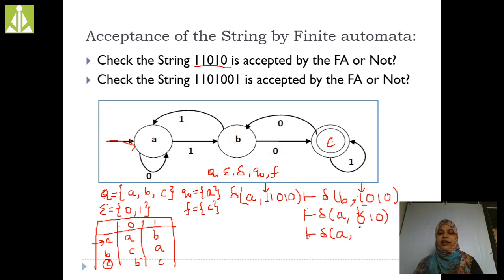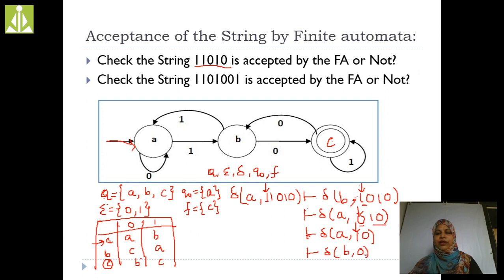Already this 0 is processed. What is the remaining string? It is 1 0. That's the reason here we have to write 1 0. Now my string is 1. A on 1. What is A on 1? B. A on 1 is B.